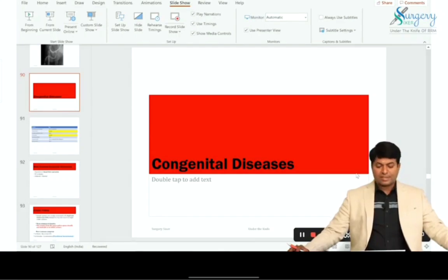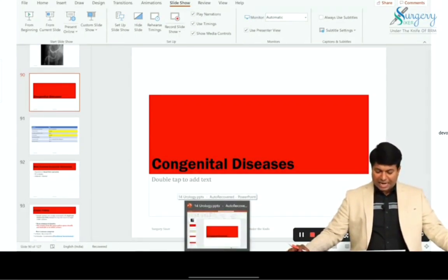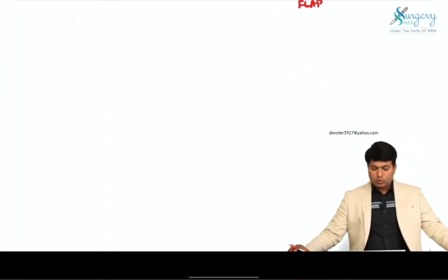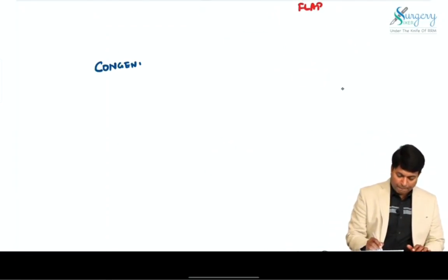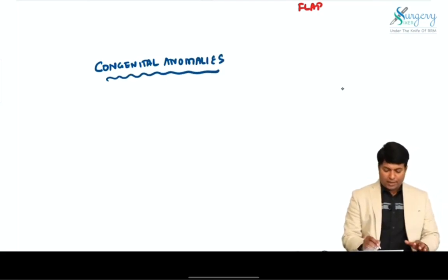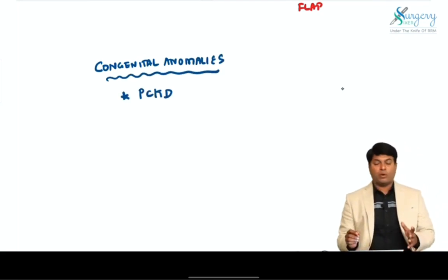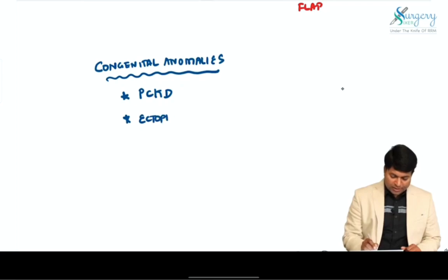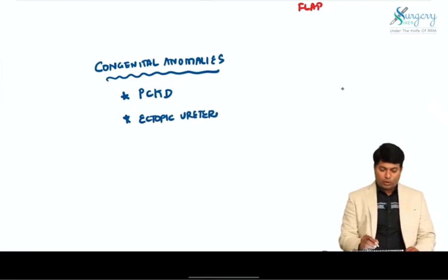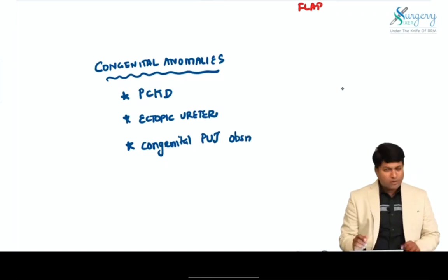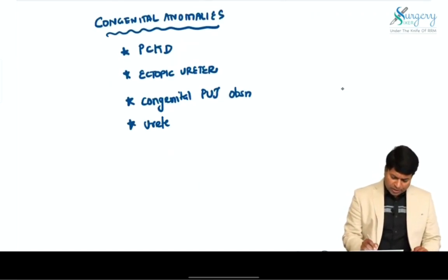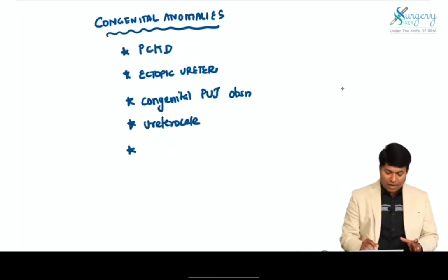The next topic we are going to discuss is an interesting topic: congenital anomalies in kidney, ureter, bladder. Before going to the congenital anomalies, let me tell you the various topics we are going to discuss in this chapter. Very important topic, polycystic kidney disease, PCKD, we are going to discuss. Ectopic ureter we are going to discuss. Congenital pelviureteric junction obstruction we are going to discuss, full of MCQ points. Ureterocele we are going to discuss. Horseshoe kidney we are going to discuss.